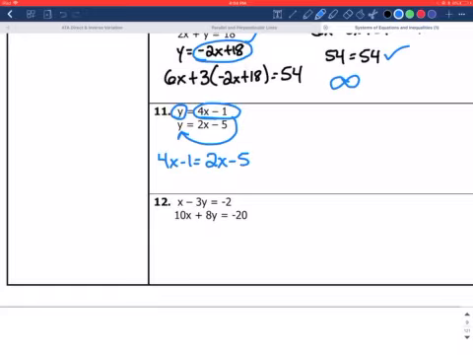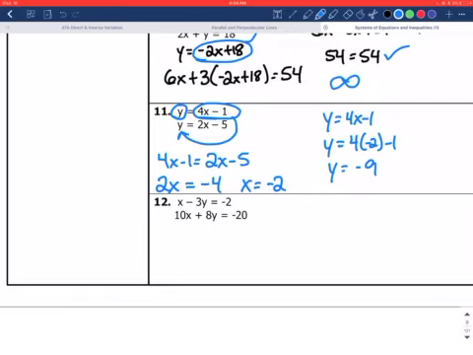So now we just have the variables on either side of the equation, and we would subtract the 2x and add the 1. X will equal negative 2. And then from there, we just take that and plug it back into the y. So y equals 4x minus 1, and we'll plug in a negative 2 there. So that will be a negative 9, and my final answer is negative 2, negative 9.